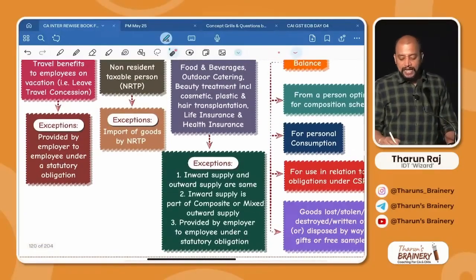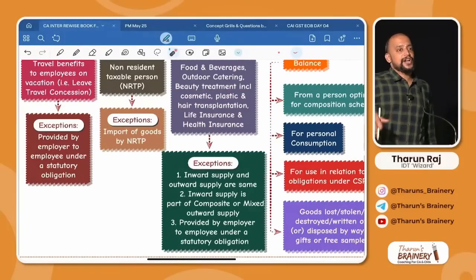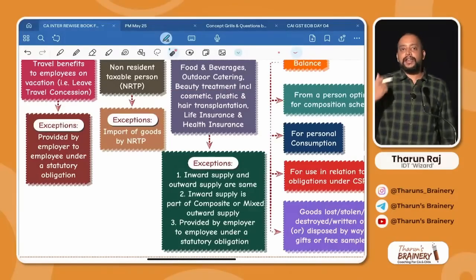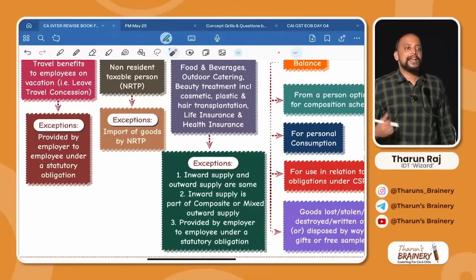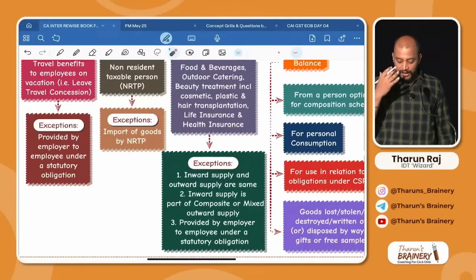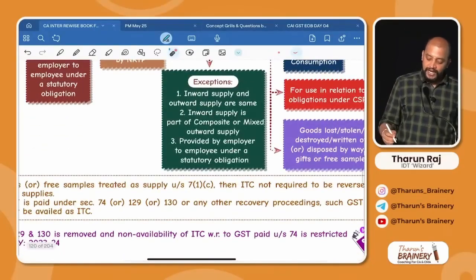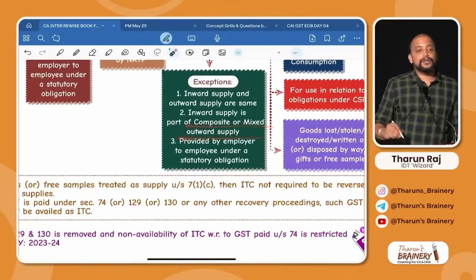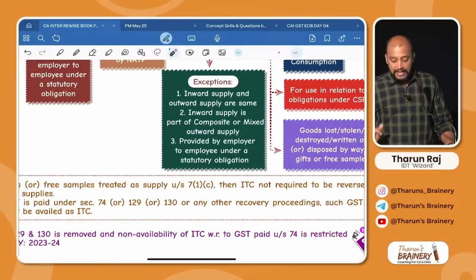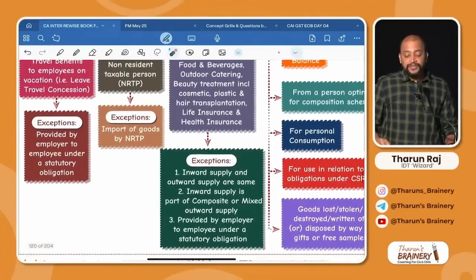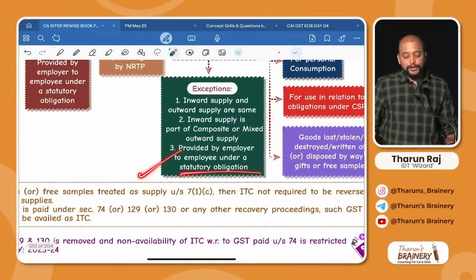Suppose I spend money on beauty treatment of air hostesses, can I take ITC? I am into the business of transportation of passengers and I have air hostesses. On air hostess beauty treatment expenditure I have incurred. Can I take ITC with respect to that? No, because the air hostess is not in the outward supply. People are not paying for the air hostess. So for composite or mixed outward supply, it should be part of it. Then only I can take ITC. Are you understanding this?